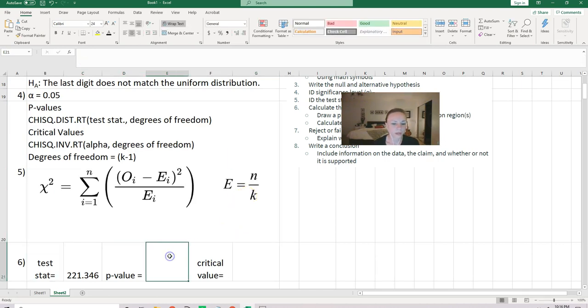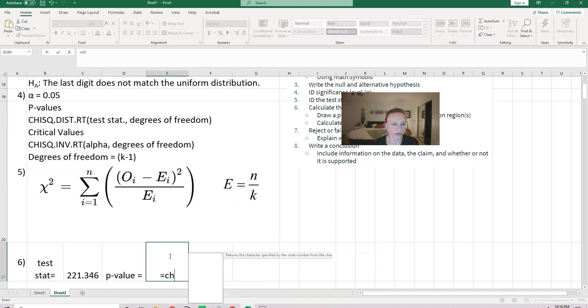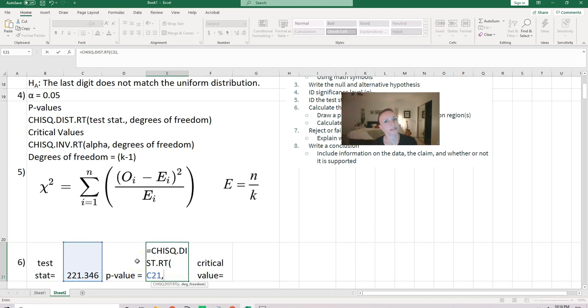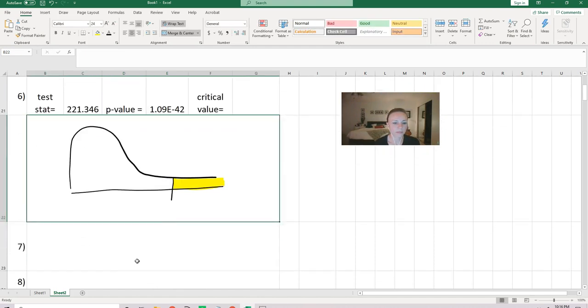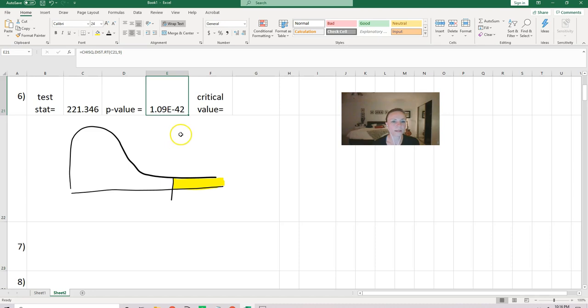Okay, so p-value is equal to chi-squared on the right, our test statistic, which is right here, and our degrees of freedom, which is K, which stands for categories, because we already used C for something else. So the number of categories is the number of last digits, which was 10. So K minus 1 is 9. And that would give us our p-value, which is super duper tiny because we have such a large test statistic.